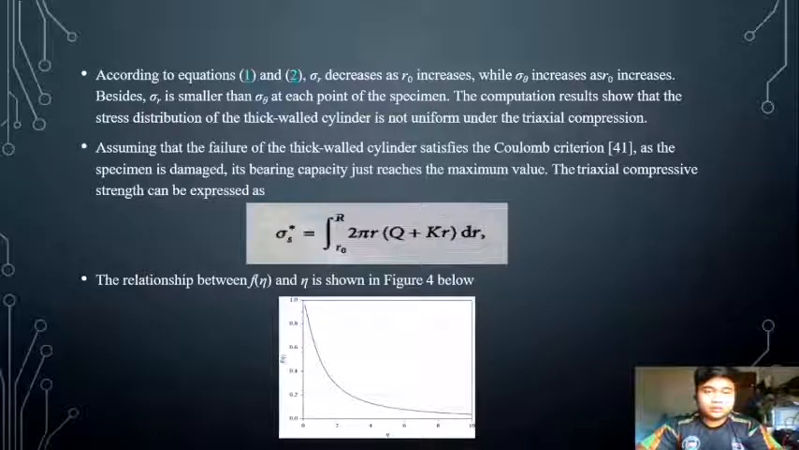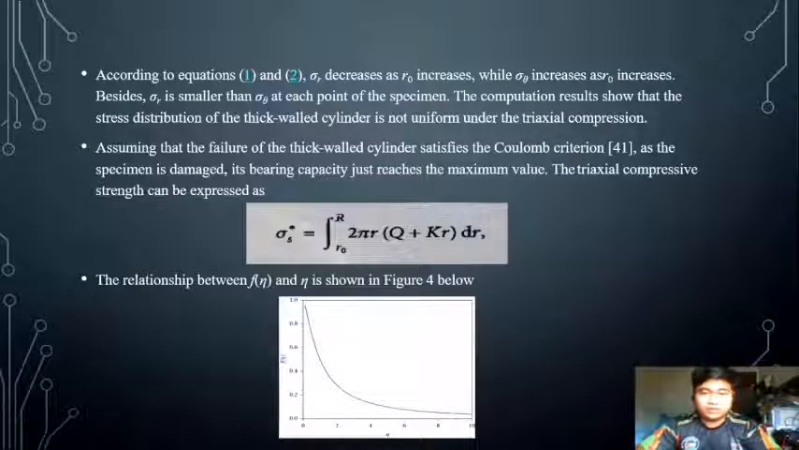Okay, according to equation 1 and 2, decrease as R increases, while assuming that the failure of the thick wall cylinder satisfies the Coulomb criterion. As the specimen diminishes, its bearing capacity just reaches the maximum value. The triaxial compressive strength can be expressed as the equation below.